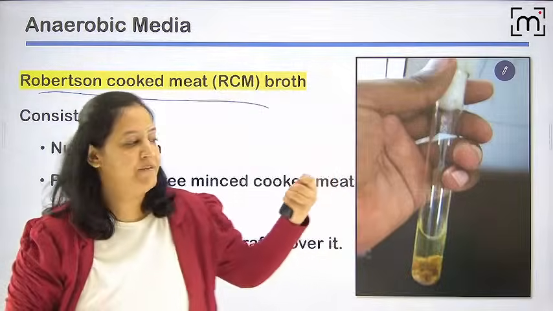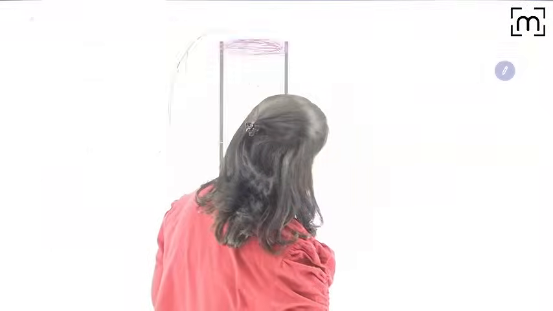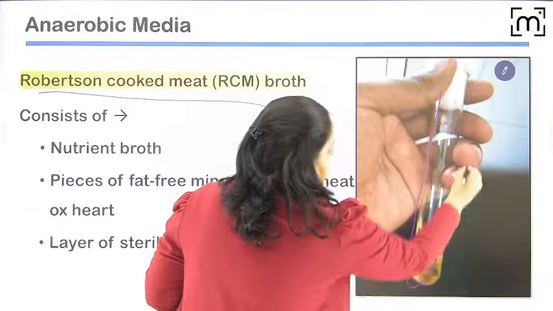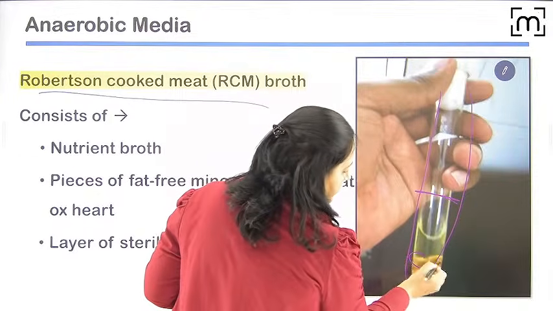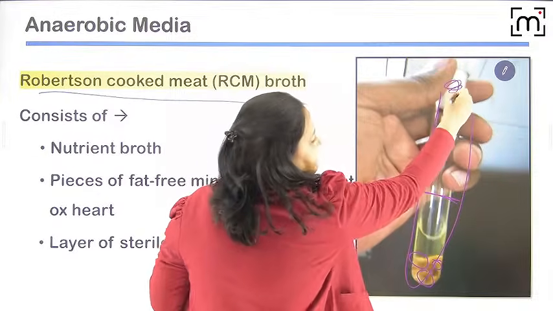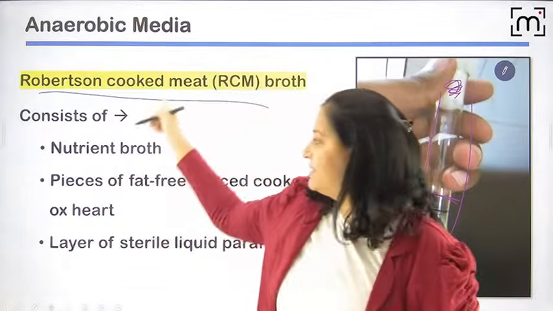Appreciate the image. In this image, you can see this is the test tube. This is the nutrient broth. This is the ox heart meat pieces. And this is the paraffin wax. Okay, this is RCM. See the composition.